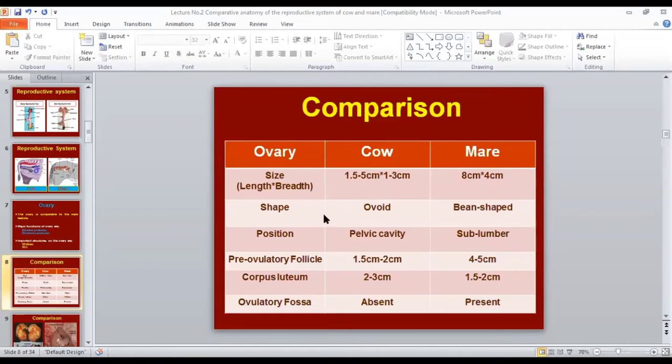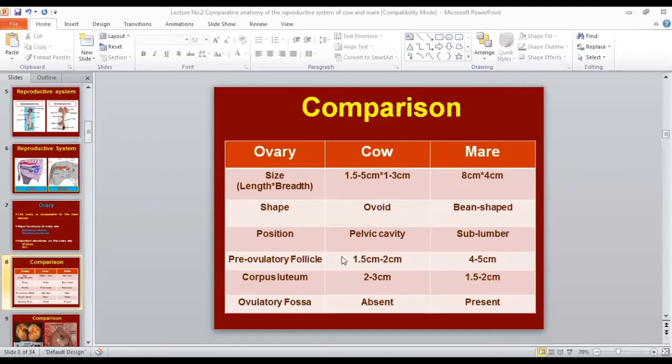Then for the shape of the ovary, in case of cow it is ovoid or almond shaped, and in case of mare it is bean shaped, or you can say kidney shaped. As for the position, I have already discussed with you that it is located in the pelvic cavity in case of cow, but the ovaries are located in the sublumbar region in case of mare.